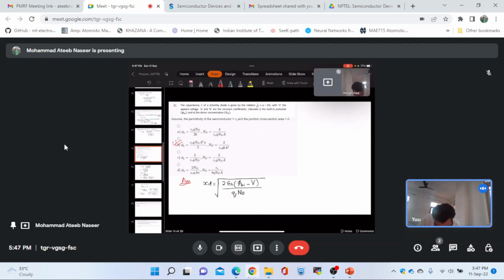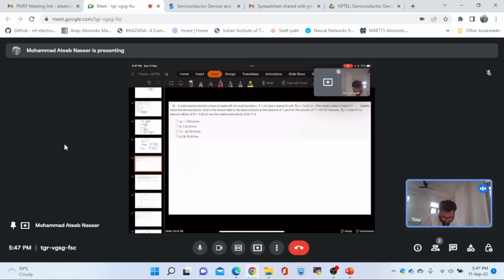Now let's move to another problem. It says that we have some metal. This is a different problem now. The eighth and ninth problems are not related to the previous question. These are new problems.